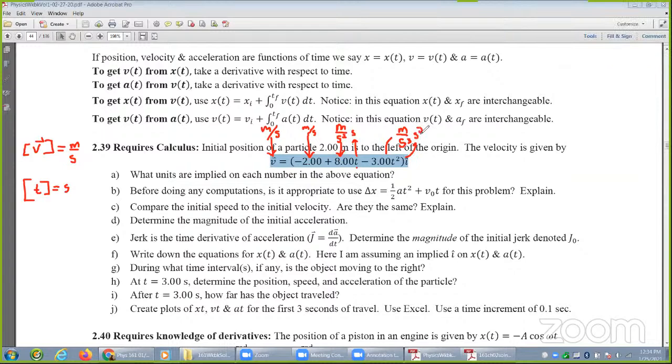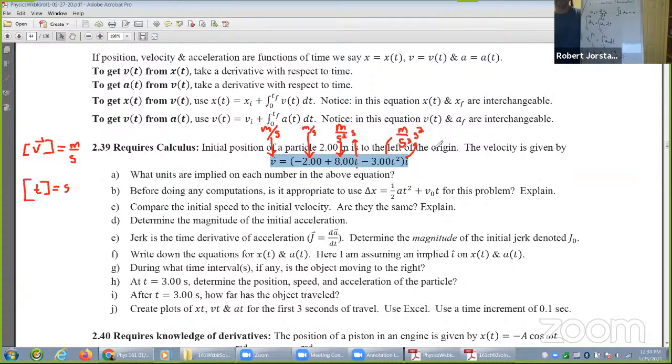So the idea is we're doing physics now. Units matter. This is a step you don't usually do in a math problem. When you're doing a physics problem, it's important that we understand the units implied on each number. So that's part A, what units are implied. Before we go on, any questions on that? Remember, the units of any one term have to match the units of the output. Sorry, go ahead.